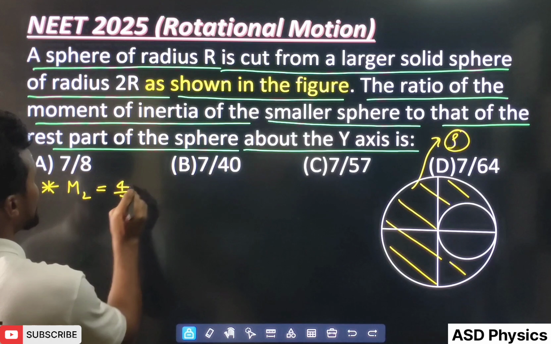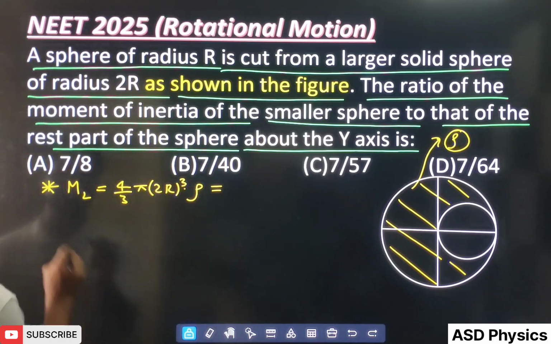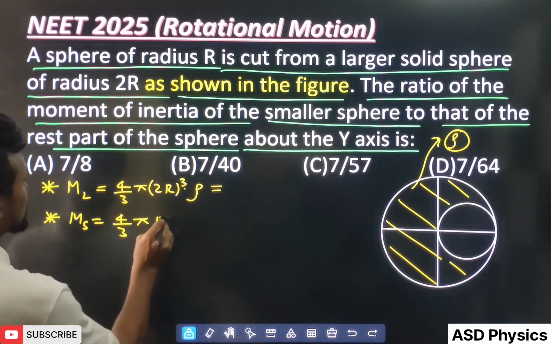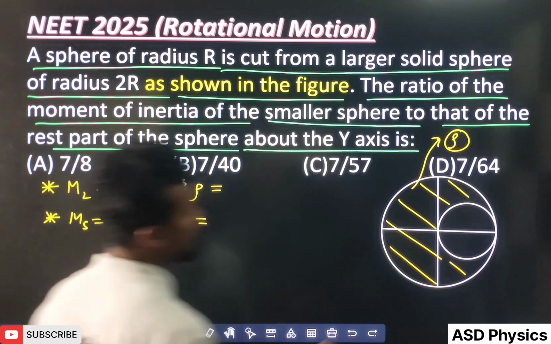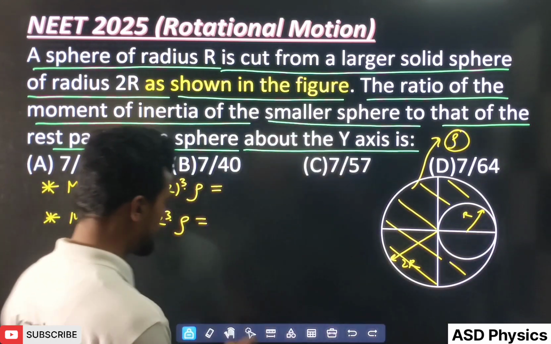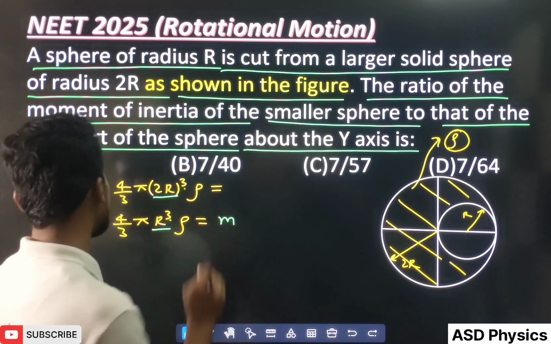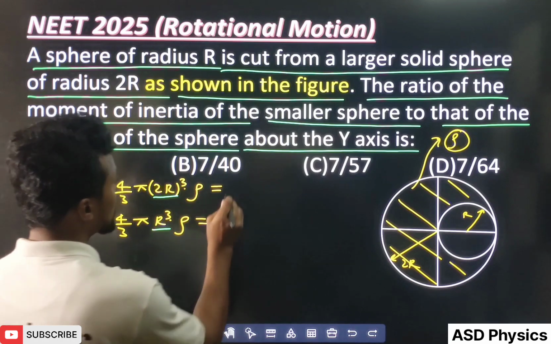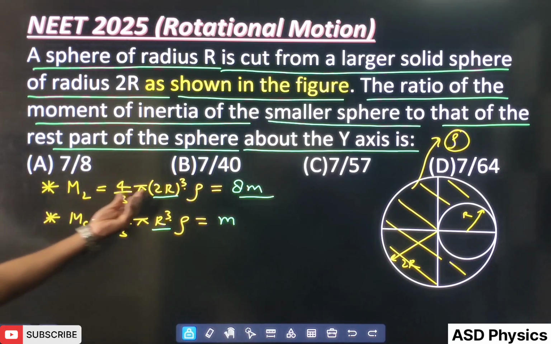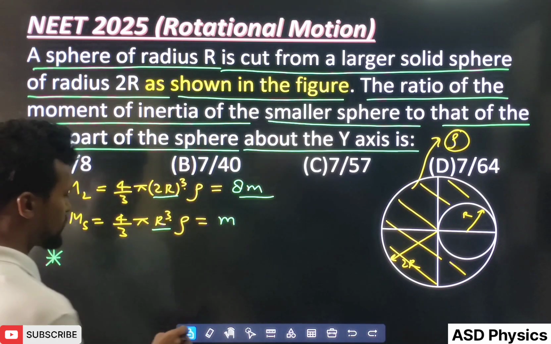Mass is 4 by 3 pi (2r) whole cube into rho. And the mass of the smaller sphere will be 4 by 3 pi r cube into rho, because this radius is 2r and this radius is r. So you can see very well, students, 2r and r. If I write this mass as m, then this will become 8m, because 2 cube is 8. Now after that, I will use the smaller sphere.